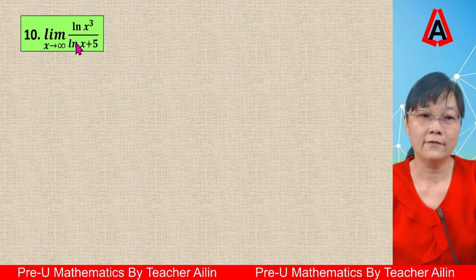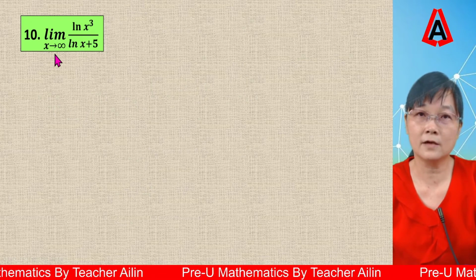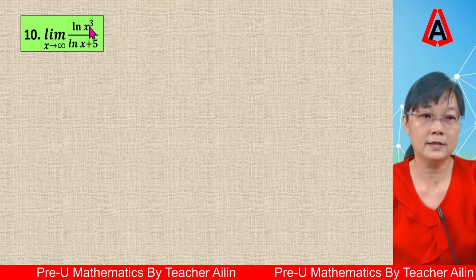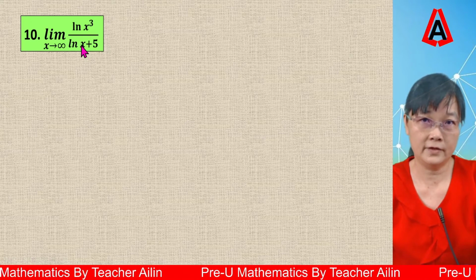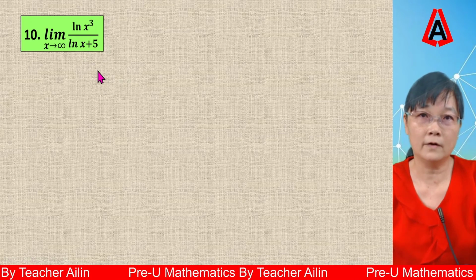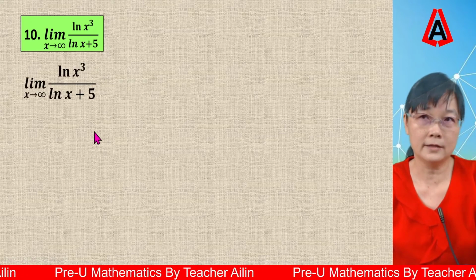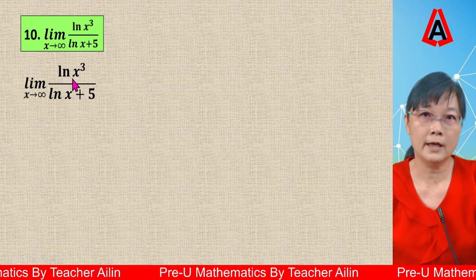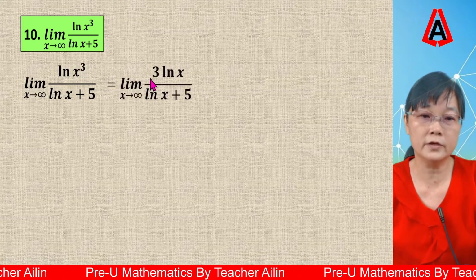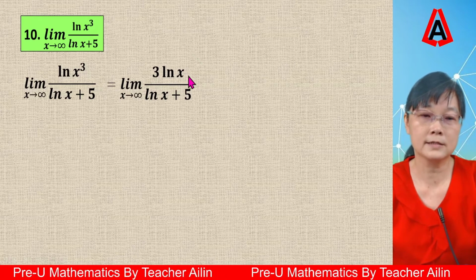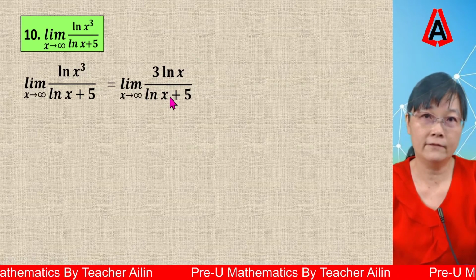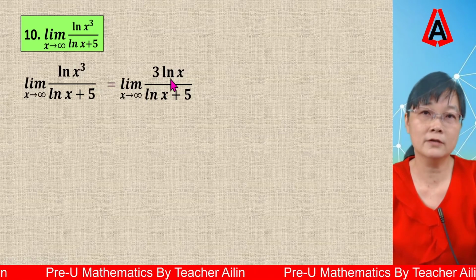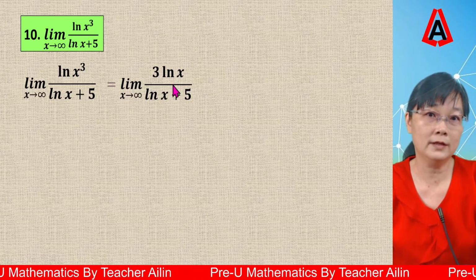Next question. Find the limit of this function as x approaches infinity. So first, when I substitute x with infinity, I'll get infinity over infinity. It is an indeterminate form of limit. Now I'm going to use another method. According to the logarithm law, ln x power 3 is equal to 3 multiplied by ln x. Then I'm going to divide each term in this function by the term which approaches infinity, that is ln x.